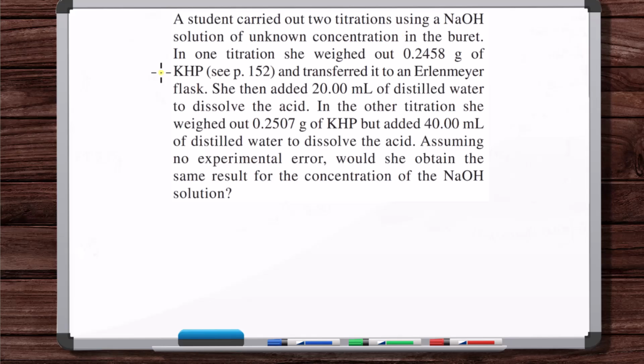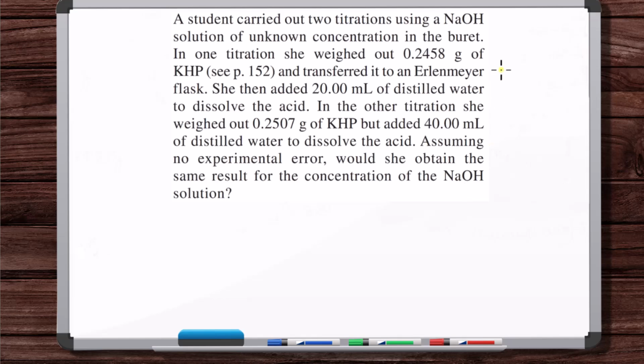And so the question is, when they're saying that, assuming no experimental error, would she obtain the same result for the concentration of the NaOH solution? If you think about what that question is asking, let's say this student only did one titration on that solution, and then someone else comes in the next day and is going to do their own titration on that same NaOH solution. They could potentially do the titration different ways, take different paths, but they should get the same answer, right? They're both looking to get the concentration of sodium hydroxide in the exact same sodium hydroxide solution.